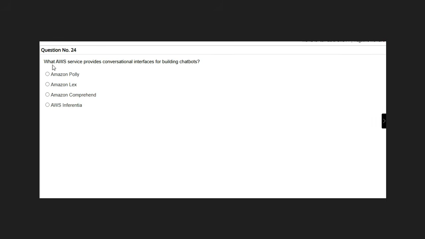Question number 25. Which AWS service is used for OCR, optical character recognition, to extract text from scanned documents? So option A, Amazon Comprehend, Amazon Textract, Amazon Translate, and Amazon Rekognition. So right answer is Amazon Textract, used for OCR to extract text from scanned documents.